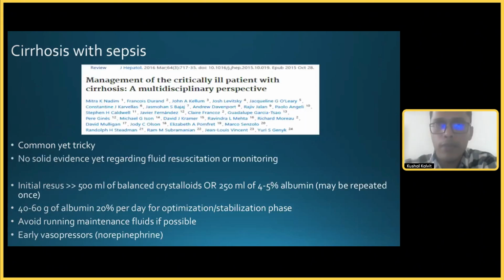And keeping that in mind, a very, very common scenario that we find in our practice is cirrhosis with sepsis or septic shock. And it is common, tricky. We don't have solid evidence yet regarding how to go about the fluid resuscitation or monitoring. It is always a constellation of different monitoring parameters from clinical, biochemical, and hemodynamic devices. And initially, of course, we need to give a fluid bolus of 500 ml of balanced crystalloids, or even you can go for 250 ml of 4 to 5% albumin, and maybe you can repeat it once.